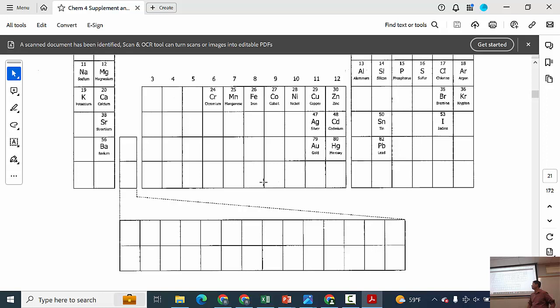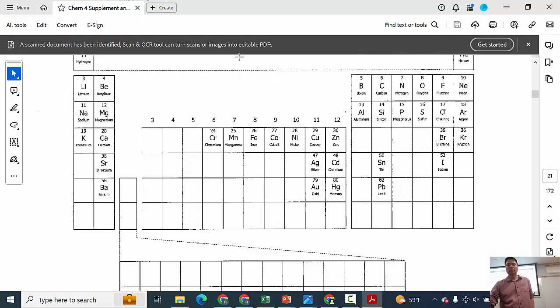The lanthanides. But there's other things that are missing here that you should probably know. But at a bare minimum, this would be it. So work on these initially.